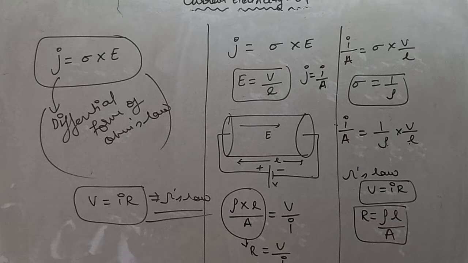With the help of the differential form of Ohm's law, we'll get Ohm's law. It is V = IR. In this relation, we'll discuss the current inside the conductor. It is I = nAeVd, where n is the number of free electrons per unit volume. Remember, after that we'll discuss drift velocity.